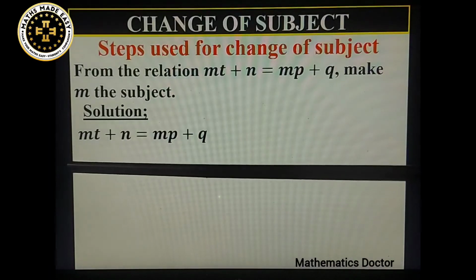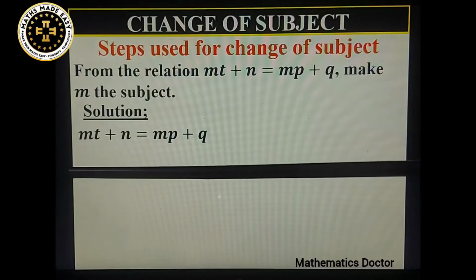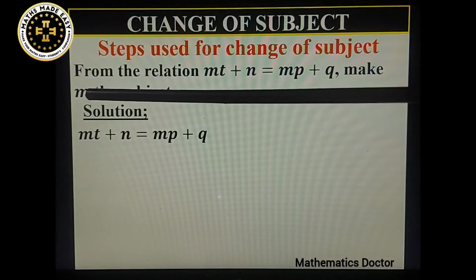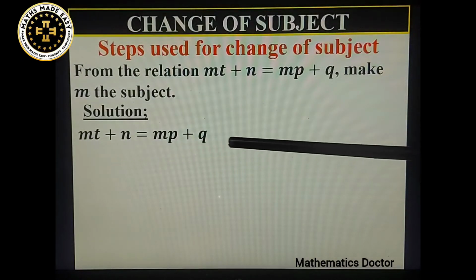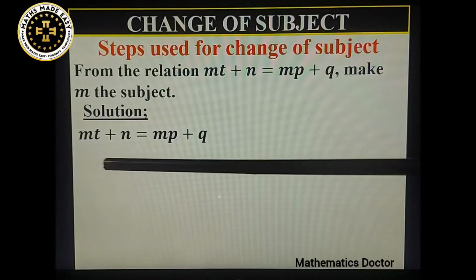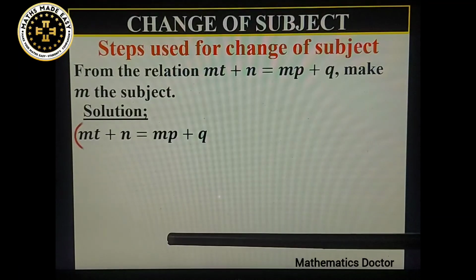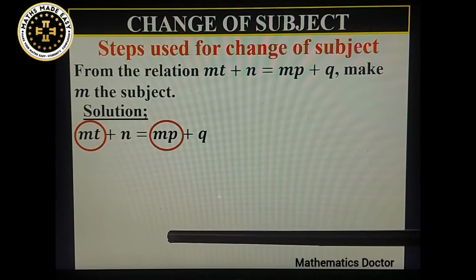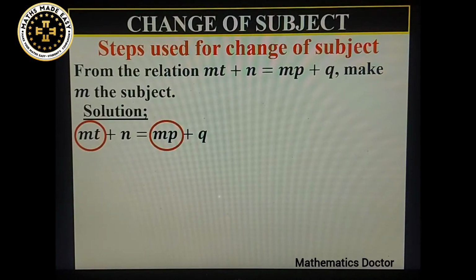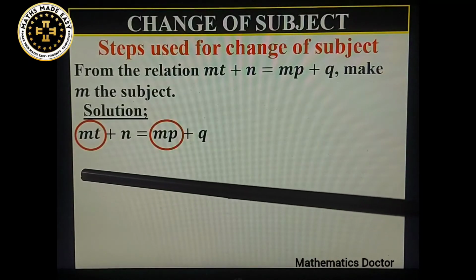Now, unlike the previous relations or questions that we solved, in this particular question, you realize that the subject that we are supposed to make is m, and m is having two terms containing it. So you realize that two terms are containing the m, and these two terms are mt and mp. So there are two different terms in this relation containing m. You cannot just say you want to make one of them the subject. You would have to move all the terms containing m to one side of the equal sign. Preferably, I'll choose the left-hand side of the equal sign.